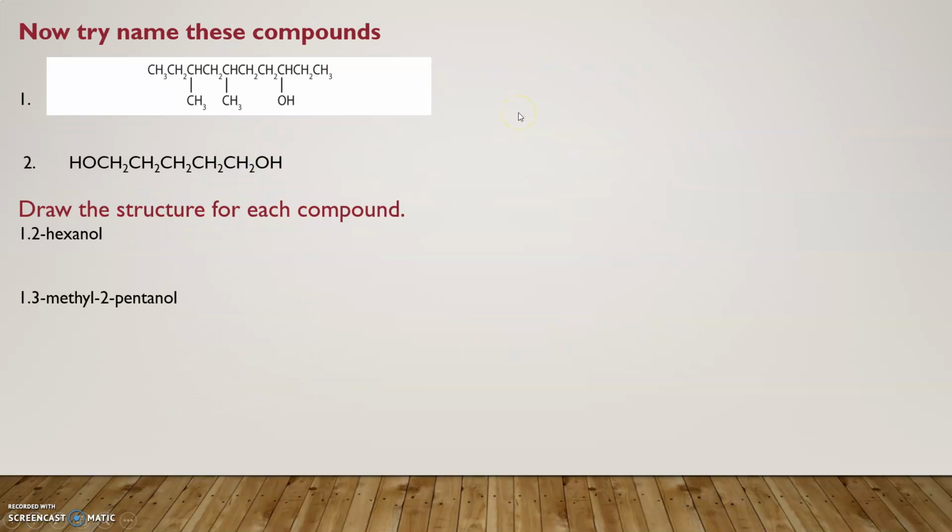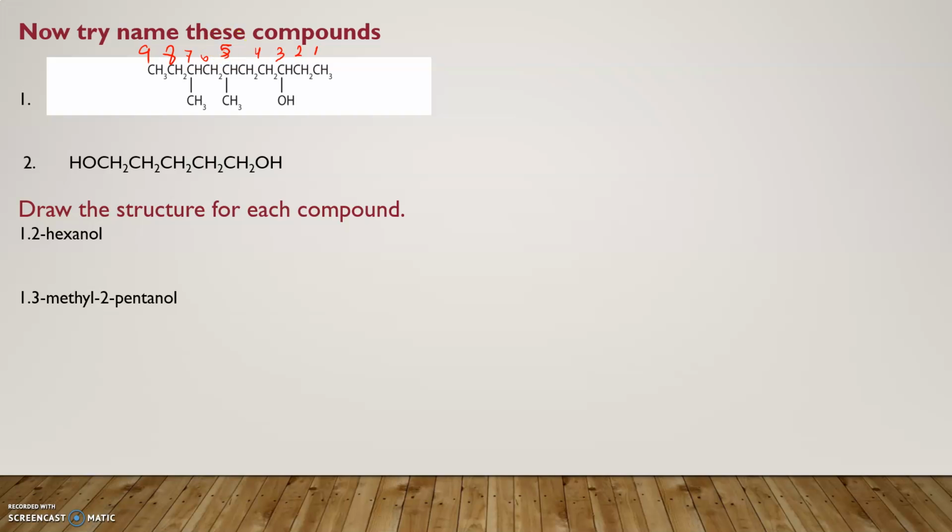Now try these compounds. Look at these compounds carefully and try to name them. I will help you do the first one. We said we start counting closer to the functional group. If we count from that side, it's 1, 2, 3, 4, 5, 6, 7, and 8. But if we count from the right, it's 1, 2, 3. So actually this is closer, so it's 1, 2, 3, 4, 5, 6, 7, 8, and 9. That's a long chain.